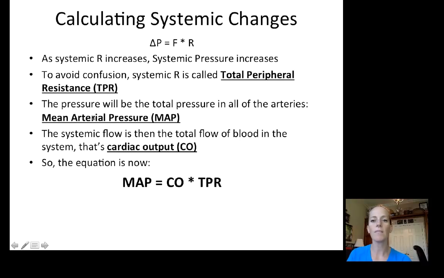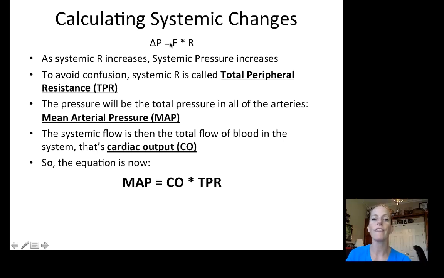We can then rearrange this equation and rename it. Awesome, right? Okay, so take this equation: change in pressure is equal to the flow rate times the resistance. And now we have some new names that apply to systemic pressure. We're going to call the systemic blood pressure, instead of the change in pressure, the mean arterial pressure.